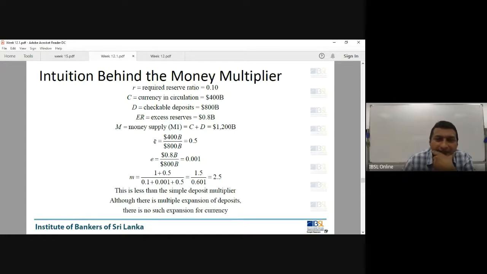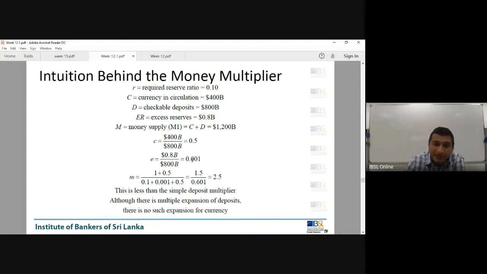Small c is the currency ratio, which is C over D, 400 over 800. So it is nothing but 0.5 or 50%. So 50% of the deposits are being held in currency form in this exercise, in this economy. And then you also know the excess reserves in absolute value, that is 0.8 over deposits 800. That is small e, the excess reserve ratio. So to define this excess reserve ratio, you do excess reserves over D.